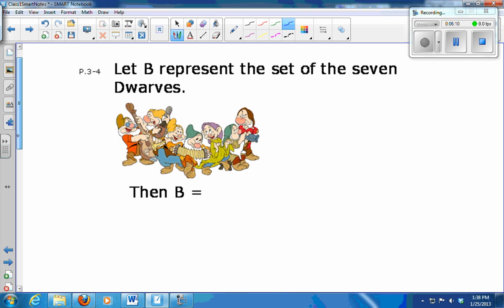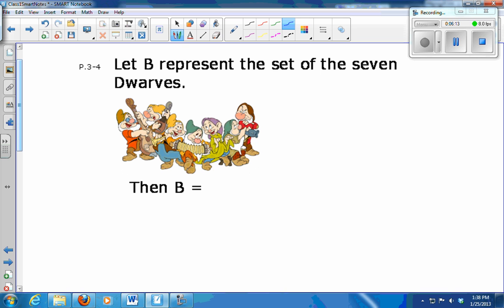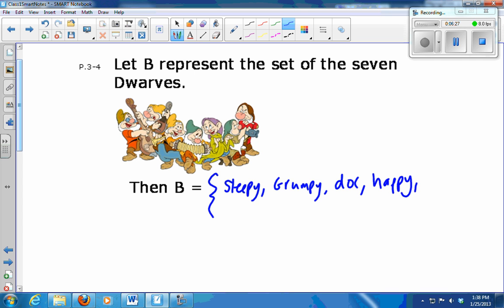So if we let B represent the set of 7 dwarves, then what are the elements of B? Sleepy, grumpy, Doc, happy, sneezy, dopey.